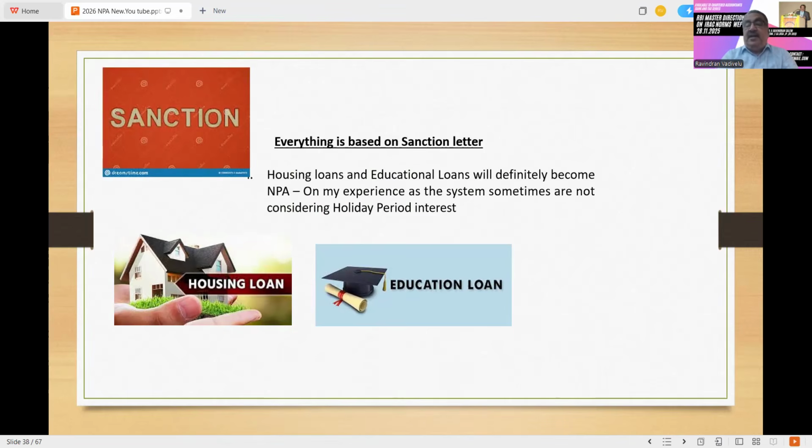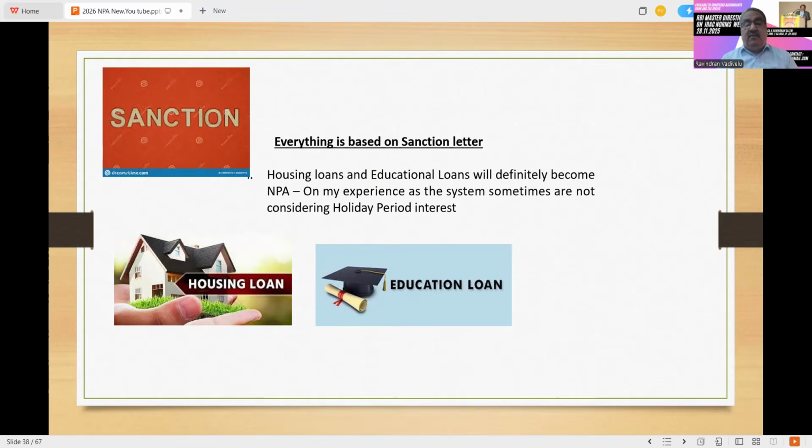And in my experience, it's only my experience, few bank software will not consider the holiday period interest with reference to educational loan and housing loan. So please do the working very carefully, because of this, the system may say those accounts are standard, but according to me, those accounts will not be standard, or it will be NPA. So this is only my observation, just sharing my experience.